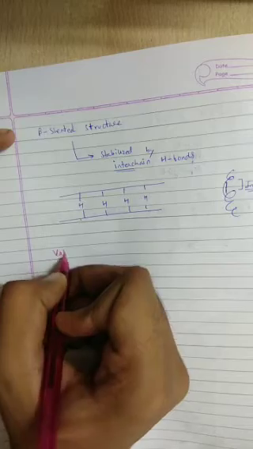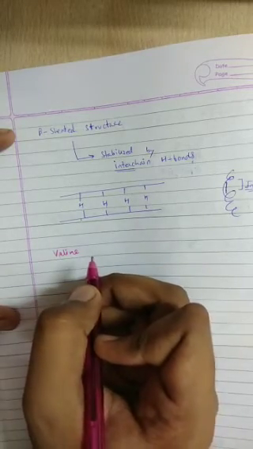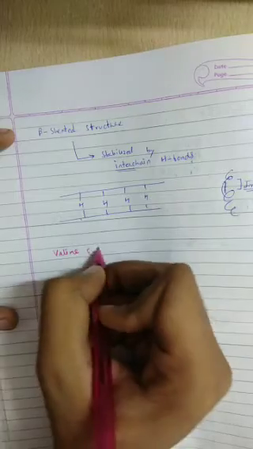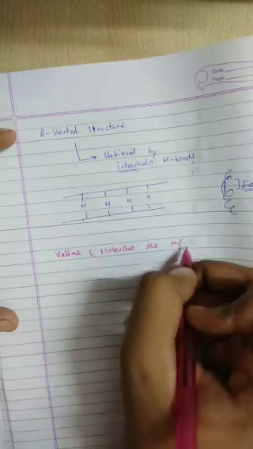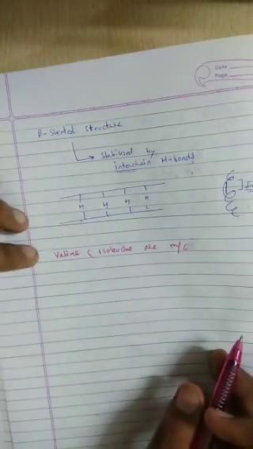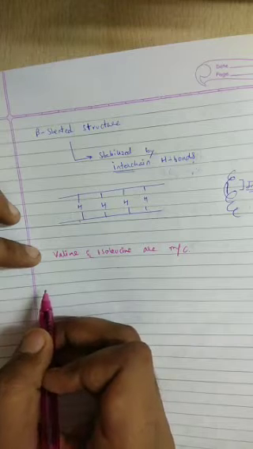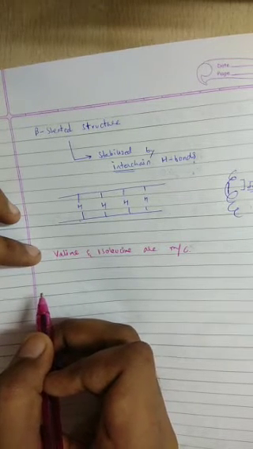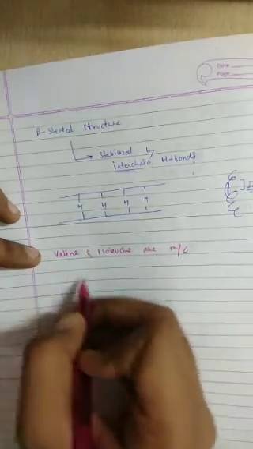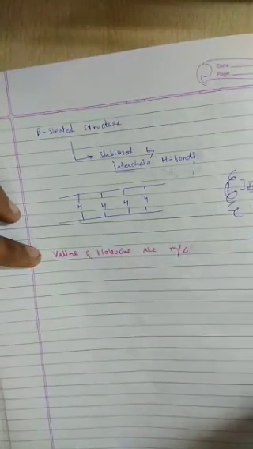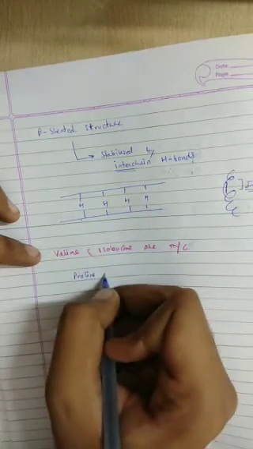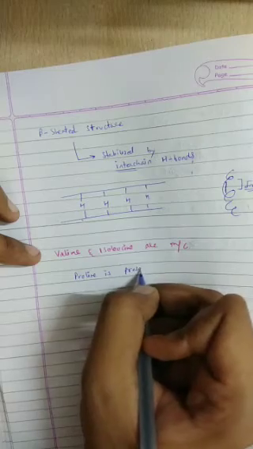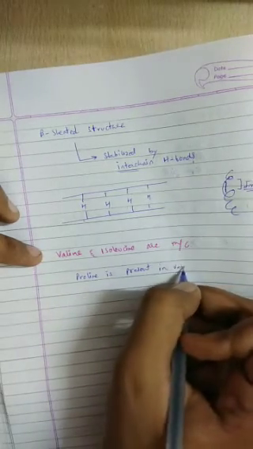Now amino acids like valine and isoleucine are most common in this beta-pleated sheet-like structure, while proline is present in a very small amount.